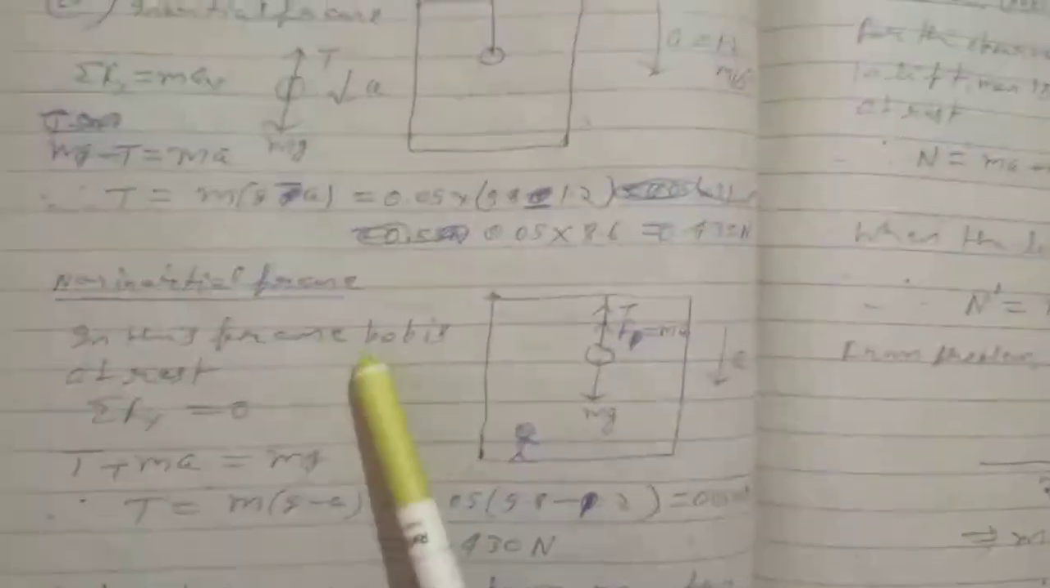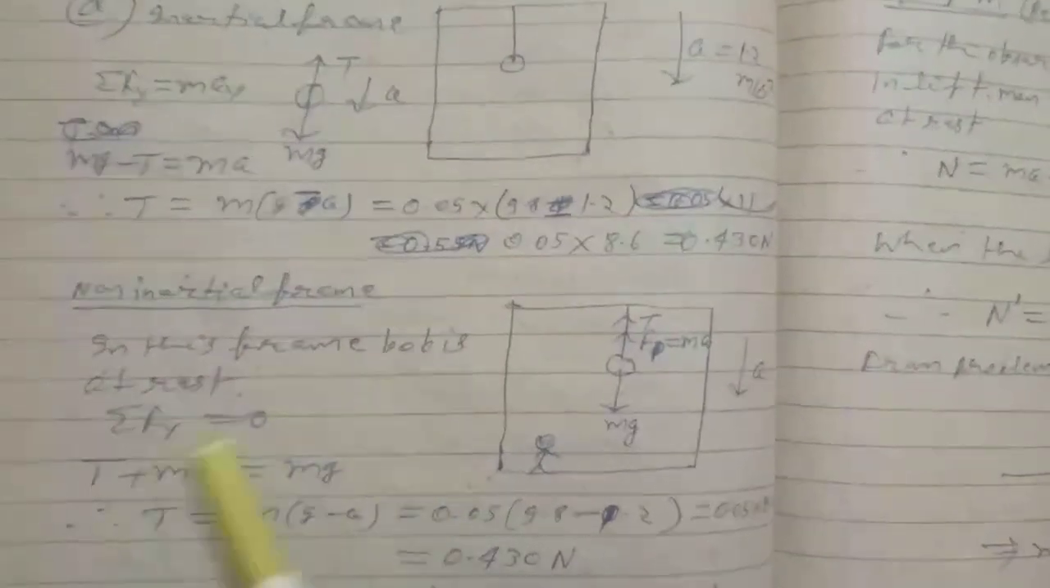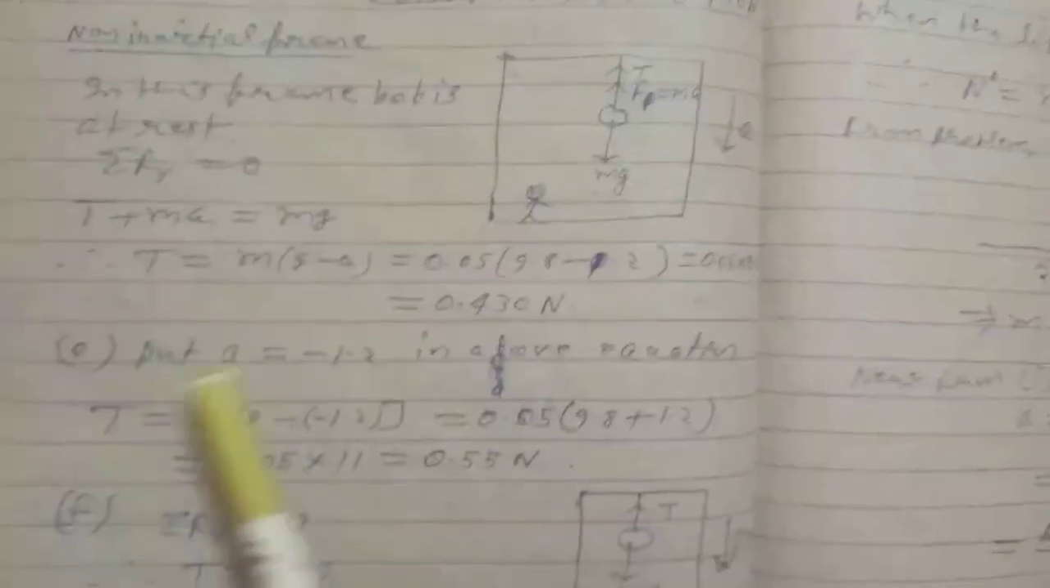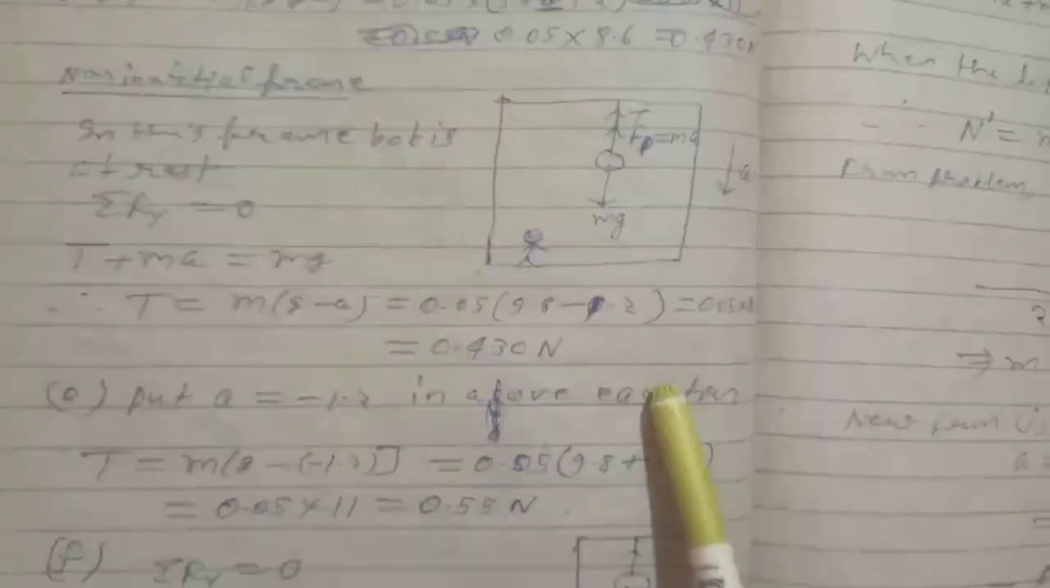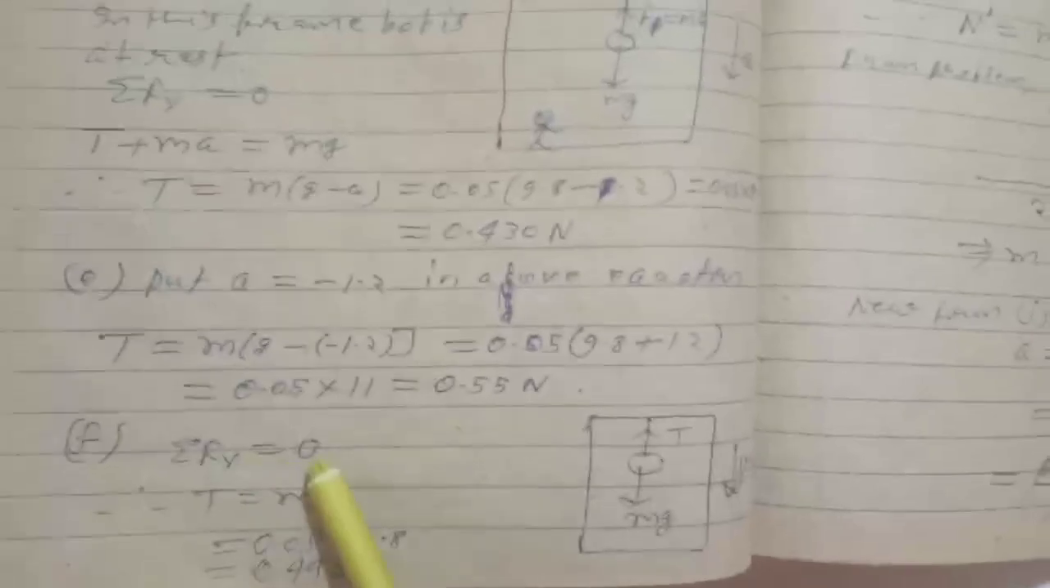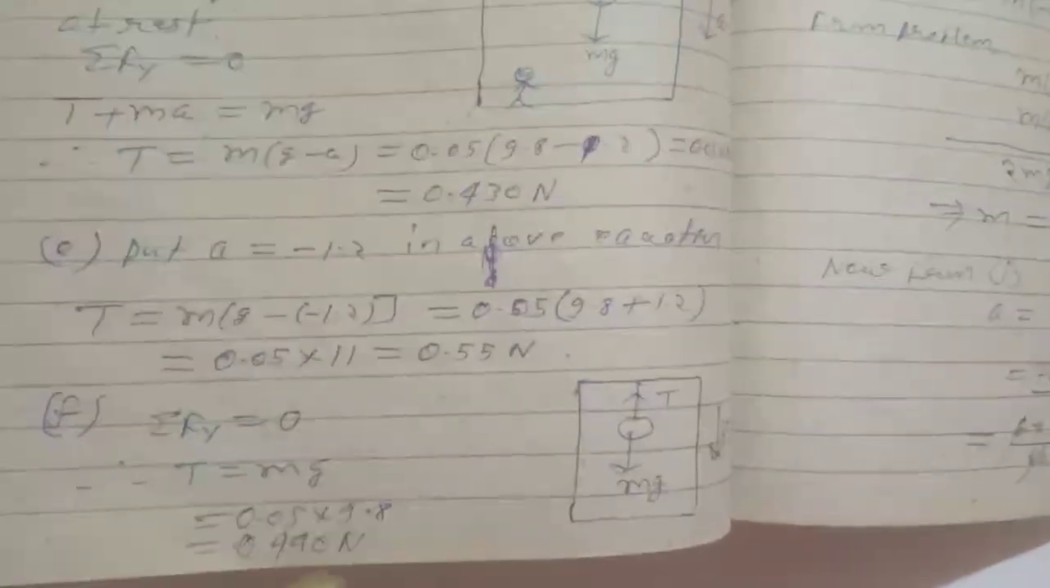Now from the non-inertial frame, in this frame the bob is at rest, so sigma Fy equals 0. So T plus ma equals mg, hence T equals m into g minus a. Again we get the same relation. Put a equals minus 1/2 in the above equation, we get T equals 0.55 N. For sigma Fy equals 0, hence T equals mg equals 0.44 N.